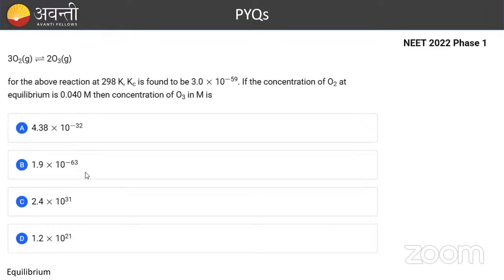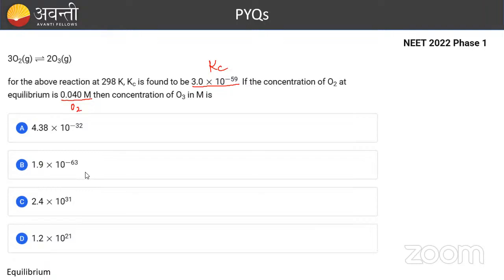3O2 is in equilibrium with 2O3. O2 is oxygen and O3 is ozone. For the above reaction at 298 Kelvin, Kc is found to be 3 × 10^-59. So what is given? The Kc value is given. If the concentration of oxygen at equilibrium is 0.040 molar, what is this?